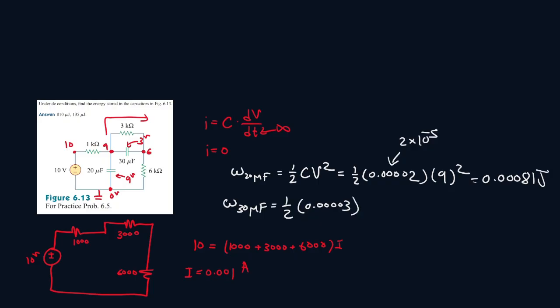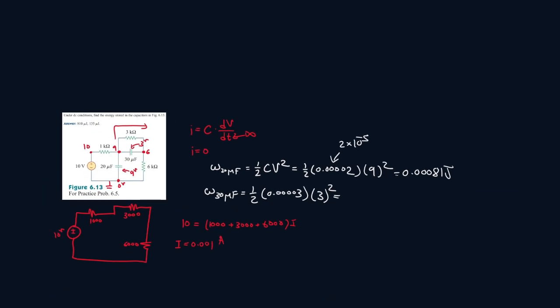Okay. Now for the 30 microfarad capacitor, it's 1 over 2 times 0.00003 times 3 squared, and that will give you 0.00003 times 3 squared divided by 2. That's 0.000135 joules. So those are your final answers.